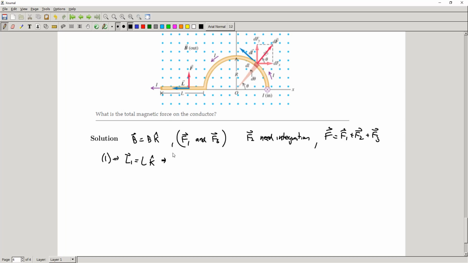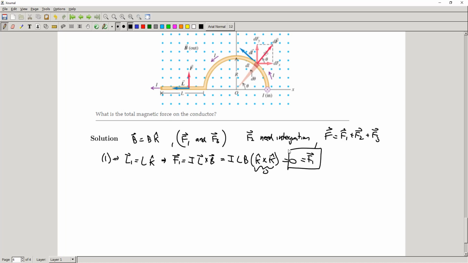This means that F1 is really just going to be equal to I, L cross B. And since we just wrote down what L is and what B is, well, we can see that right away we're going to have the cross product k cross k, right? We're going to end up with I, L, B, and then their directions, k hat cross k hat. Well, that's 0, and so this is 0. Okay, so this is our F1.